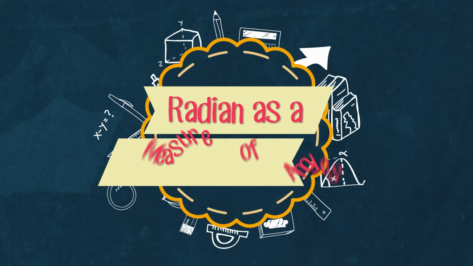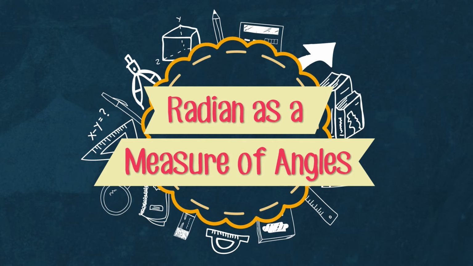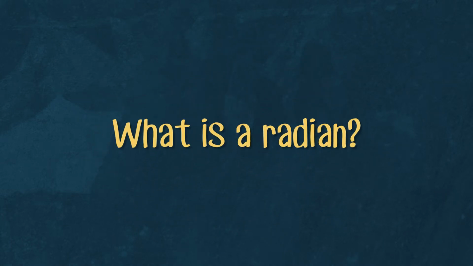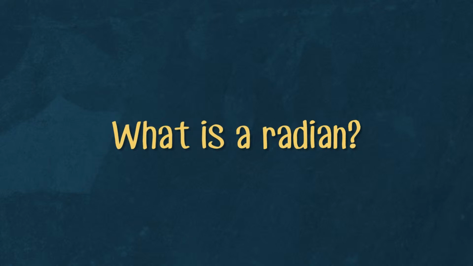In this video, we will learn about radians and how they can be used to measure angles. First, what does a radian look like? It's an angle about this big. This is about 1 radian.